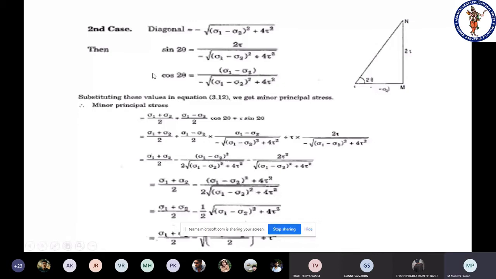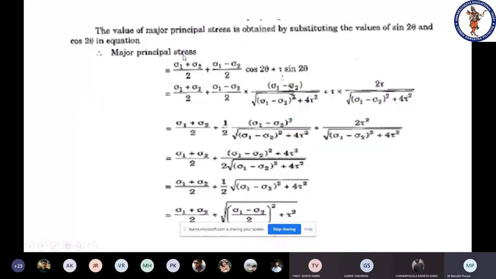You can get the final expression for minor principal stress. I am not showing the value to you. Here, the major principal stress is available. Whatever procedure you have adopted to calculate the major principal stress, you adopt the same procedure.